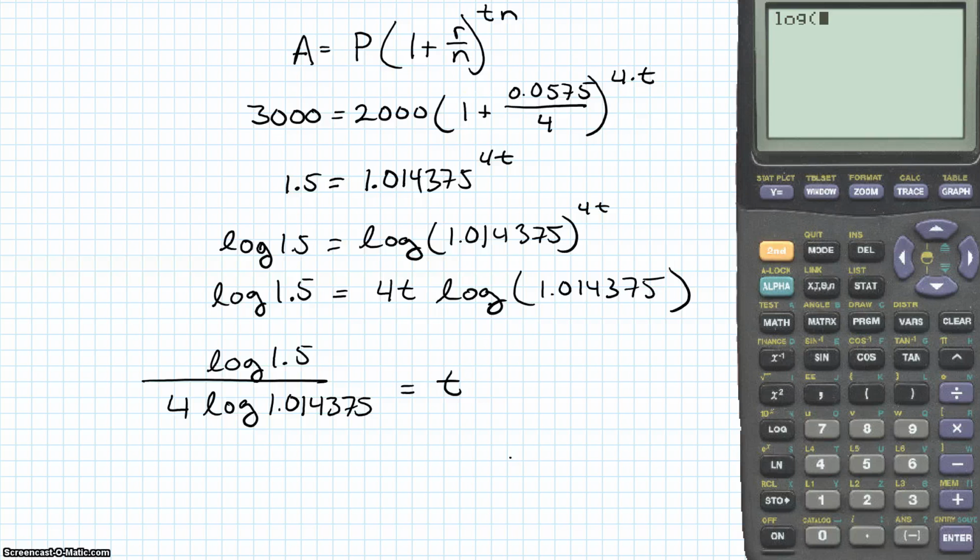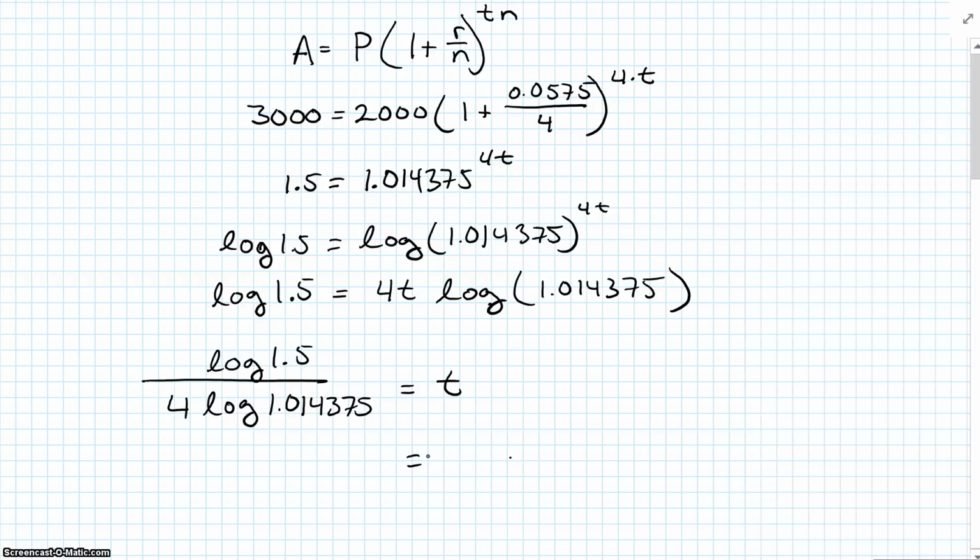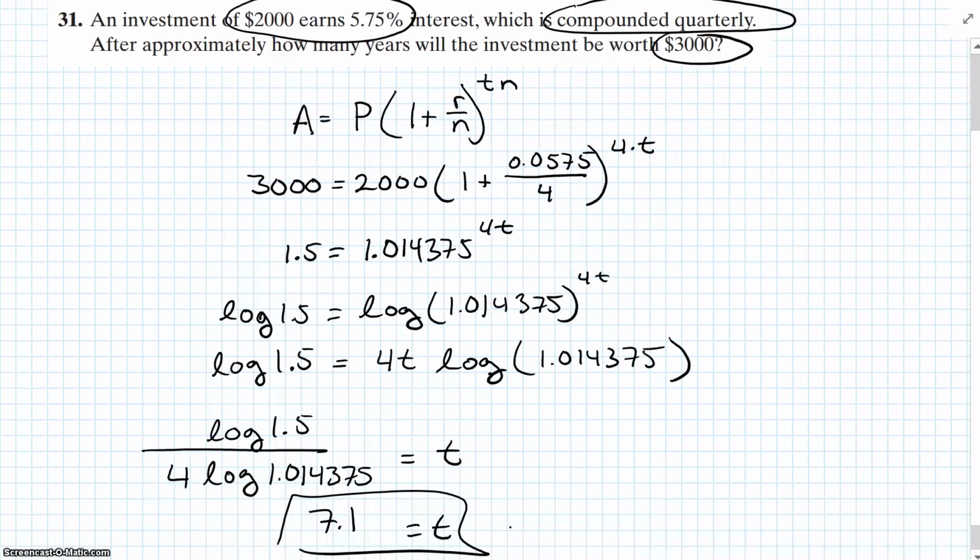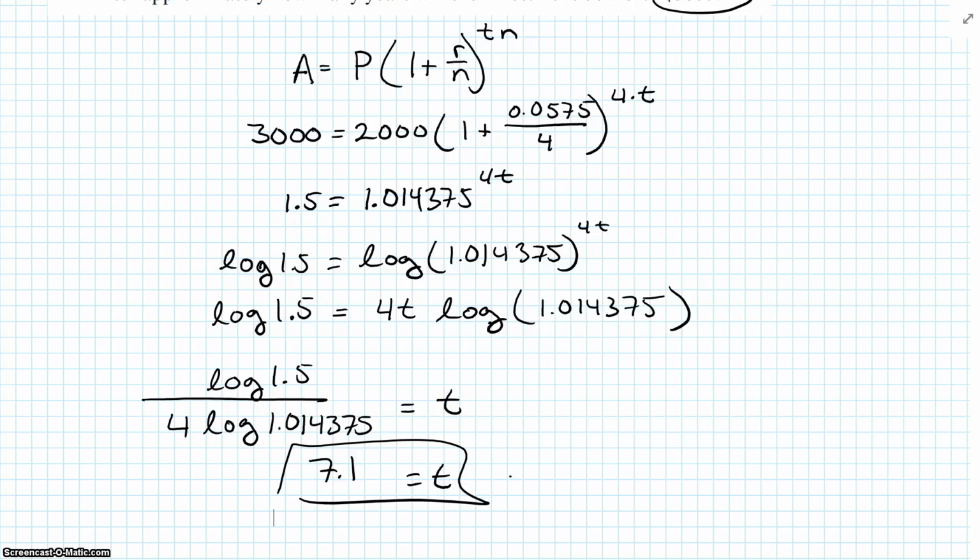So do that on our calculator. We're going to do log of 1.5, close parentheses, divided by 4 log of 1.014375. 7.1. So t equals 7.1. Okay, what was the question? In how many years? So it'll be worth $3,000 in 7.1 years.